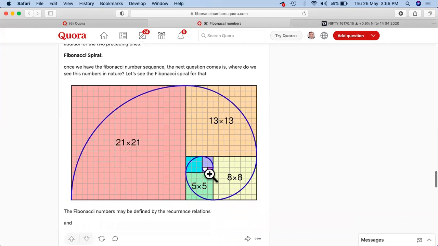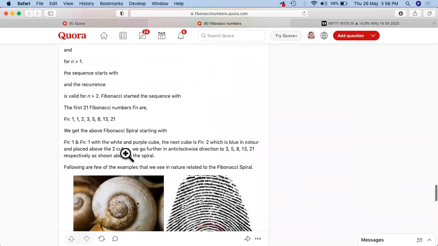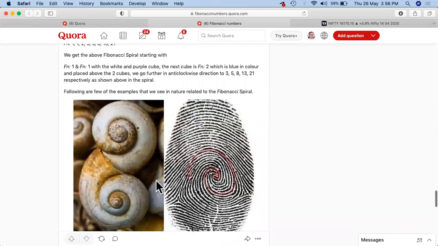So first square, second square, then square of 2, square of 3, 5, 8, 13, 21. And then we draw across as an arc. And this is what we get. Right. And these are various examples which we see in nature.